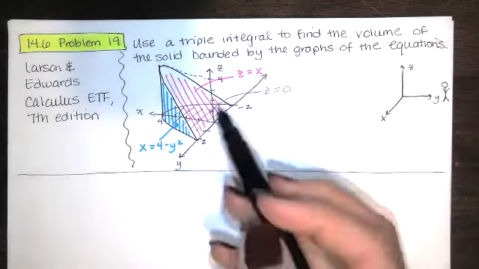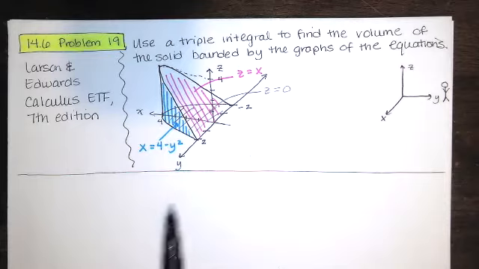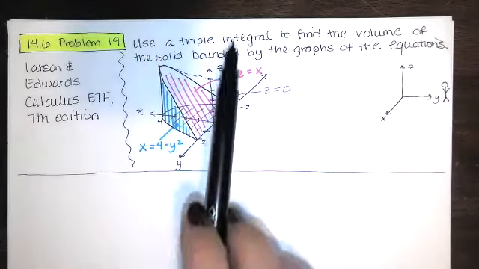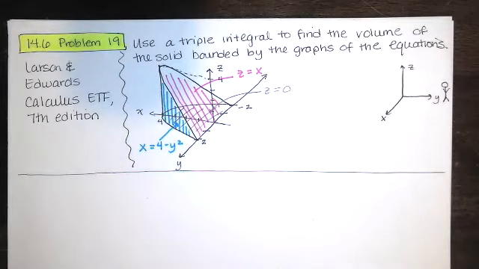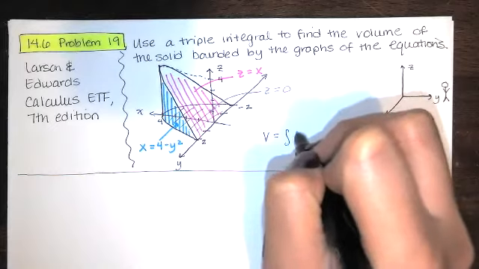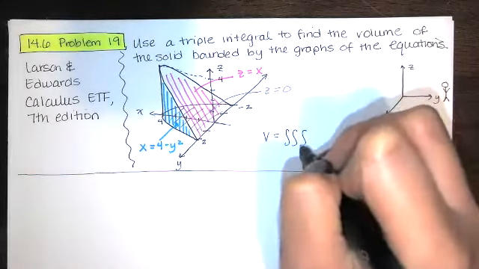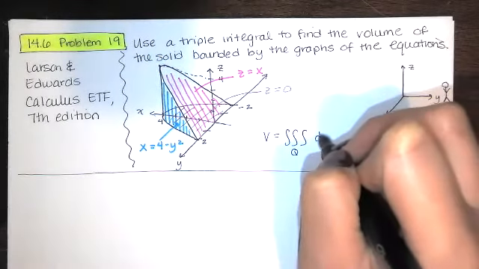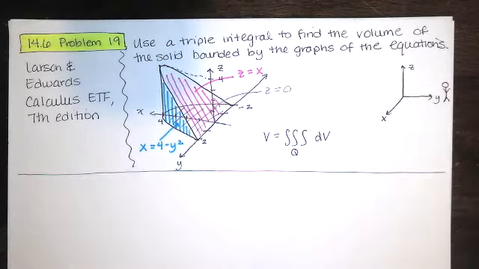That's going to be really important whenever we come up with the bounds for x, y, and z necessary to set up our triple integral. So we're just trying to find volume. And we'll call this the solid region Q. The way we find the volume of Q is we do the triple integral over Q of dV.